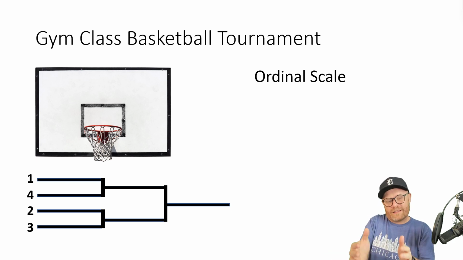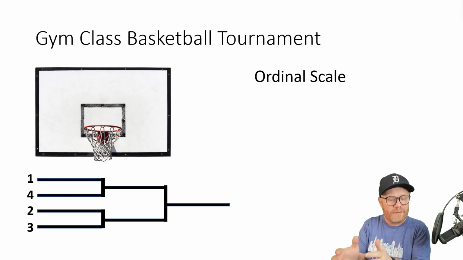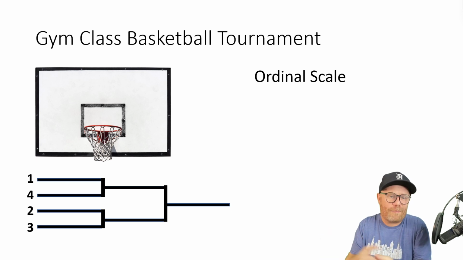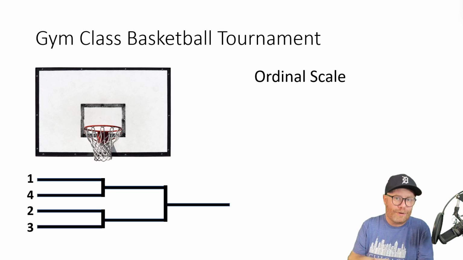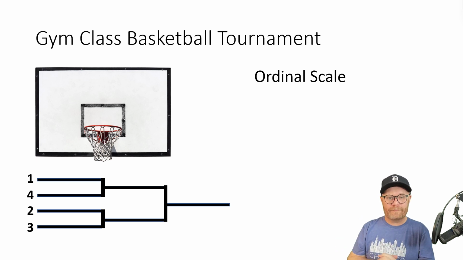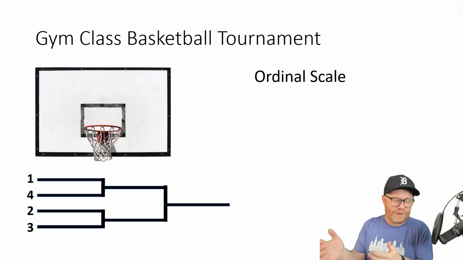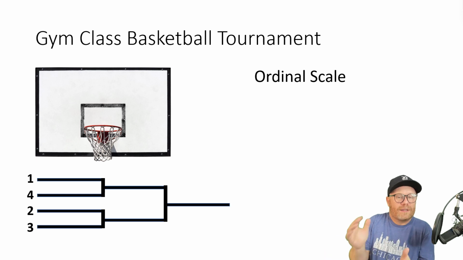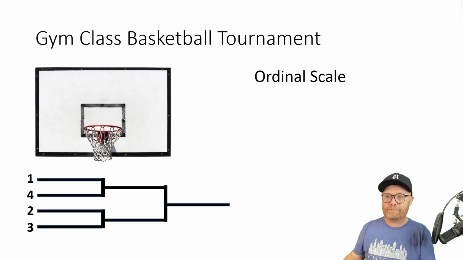Now, the relationship between the numbers, we have an order, but the distance, how much better is the 1 seed than the 4? We don't have that type of information. This is just an ordinal scale. We just have an ordered rank here. We can't really say that the 2 seed is twice as good as the 4 seed or anything like that. We just know that there's some type of order.